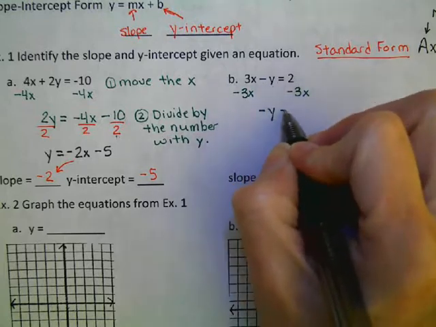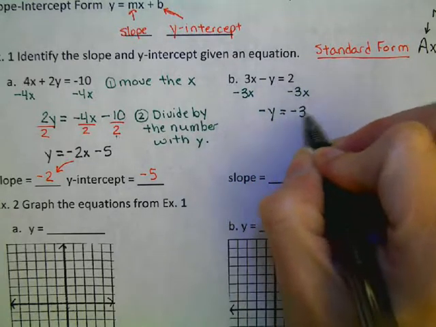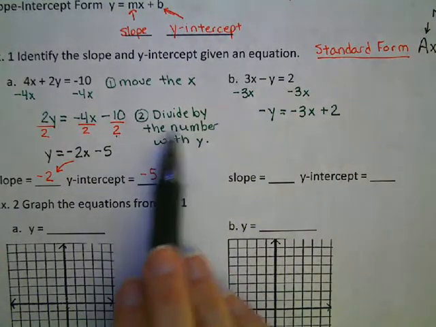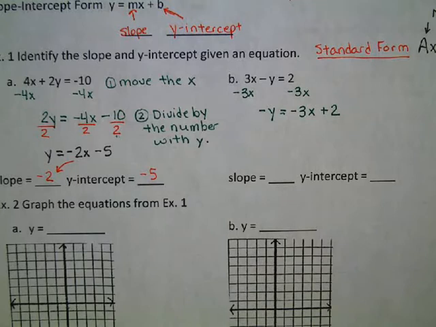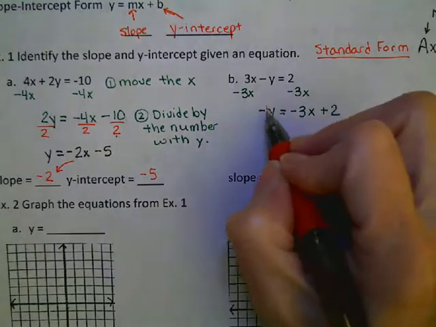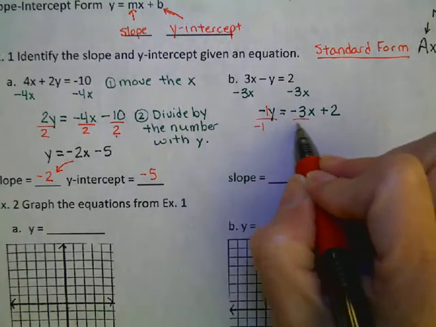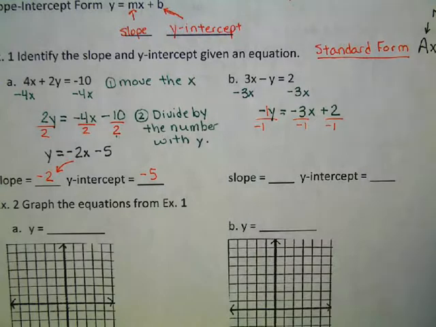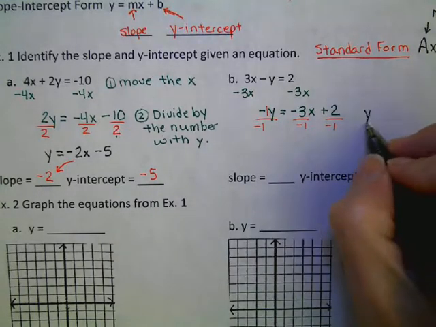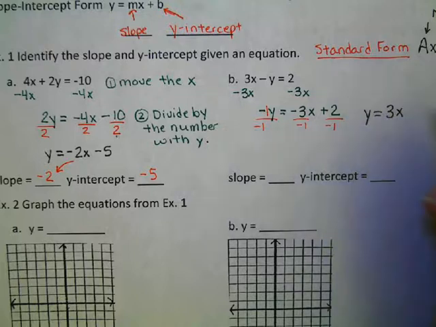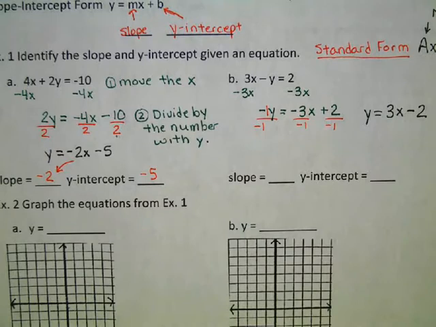What I'm bringing down is negative y equals, write your x value first, negative 3x plus 2. And then step 2, divide by the number with y. Well, in this case, the only thing you see by the y is that negative sign. So that represents a negative 1. So we're going to divide everything by negative 1. When you do that, you get y equals negative divided by negative makes positive 3x. And 2 divided by negative 1 makes a negative 2.